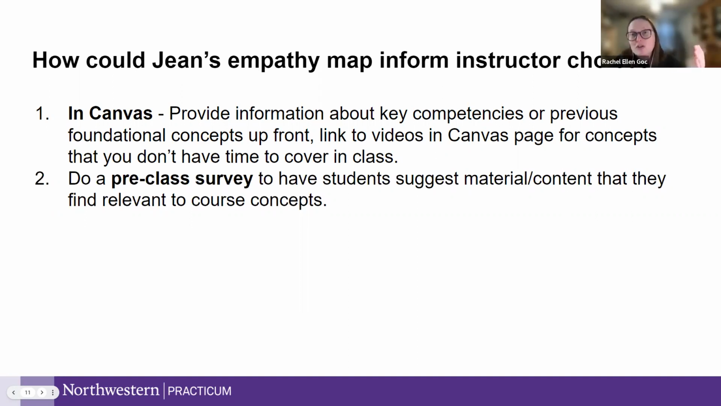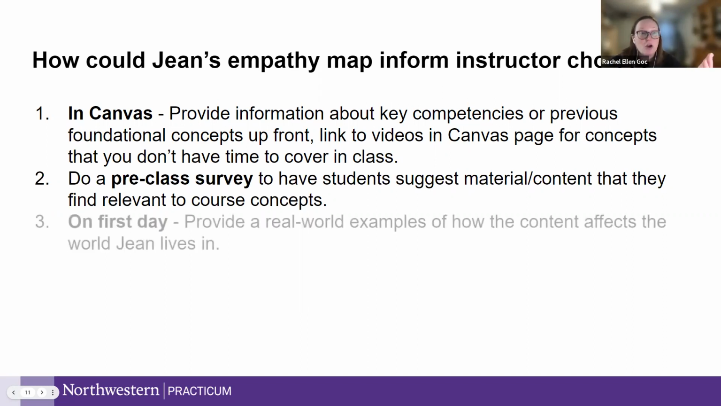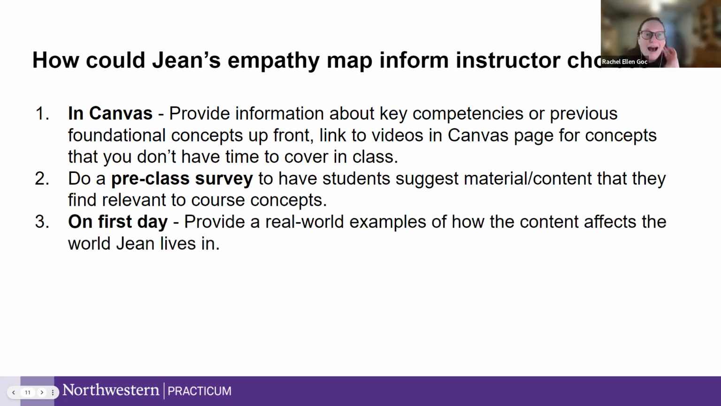Next, you could do a pre-class survey to have students suggest material or content that they might find relevant to course concepts. Now, of course, pre-class, it's a little bit like, do they really know? But the more that you can activate any pre-knowledge they have, the more they're already starting to get invested in the class. So a pre-class survey is a great option. On the very first day of class, in addition to reviewing my syllabus policies, I'm going to give some examples of how my class connects to some real world or somehow relevant examples to what the world that Jean lives in. Make that effort right up front to connect things.